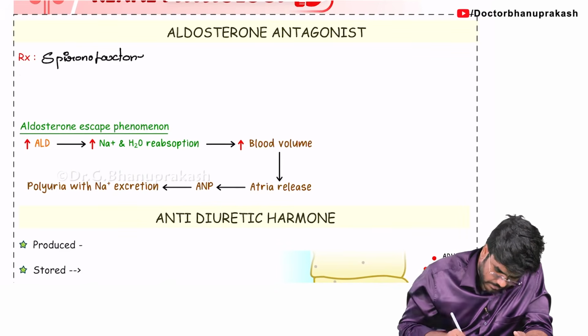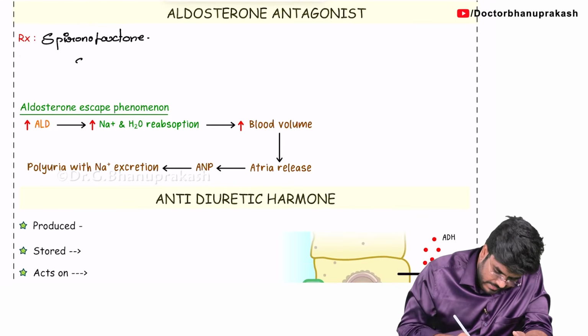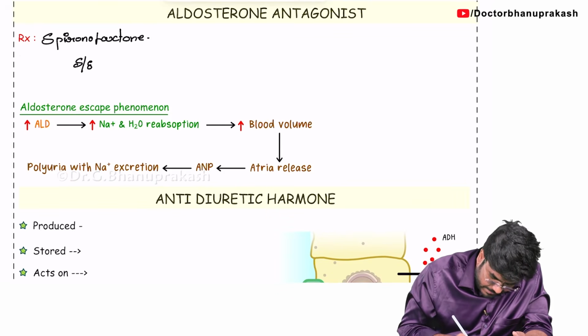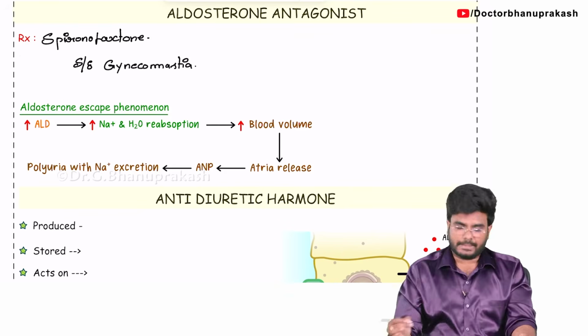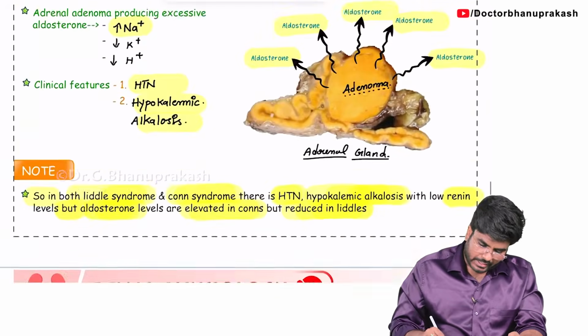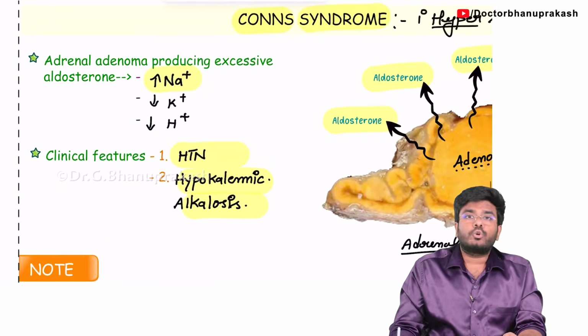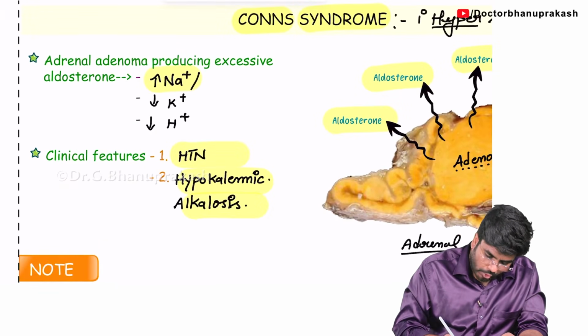Okay, spironolactone. The side effect of spironolactone is gynecomastia. Okay, that's the side effect. Is that clear? Next, sometimes in Conn syndrome, the sodium levels can be normal also.